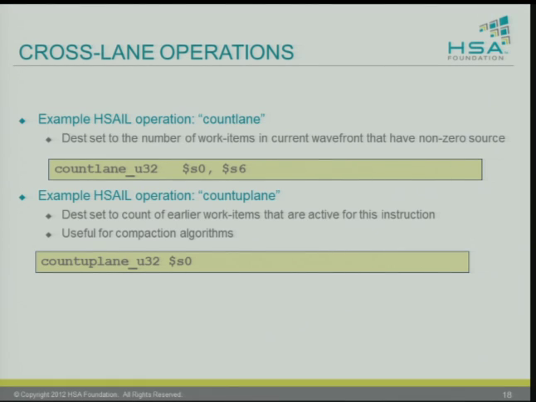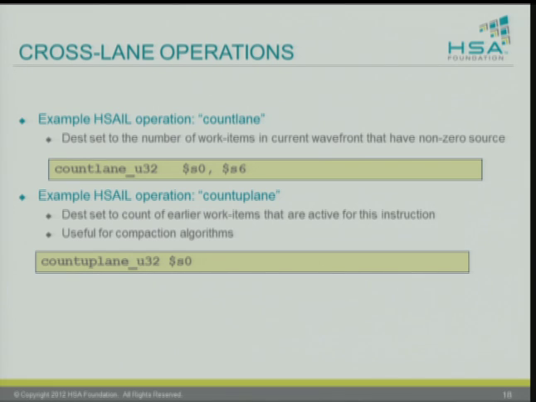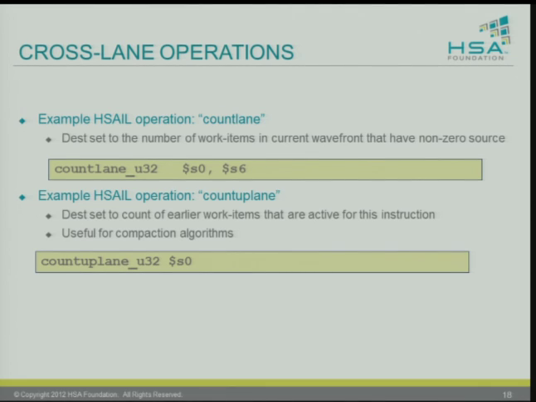Another example is a count up lane. This one is looking at the number of work items that are active. And every work item here is going to get a different answer. It's going to start from the first work item in the wavefront and sequentially count as it goes across. So every work item will get potentially a different answer that indicates the number of earlier work items that are active. And this could be useful for a compaction algorithm where you're trying to figure out how many are active, where exactly should I write my slot, should I write my answer into some output array, for example.